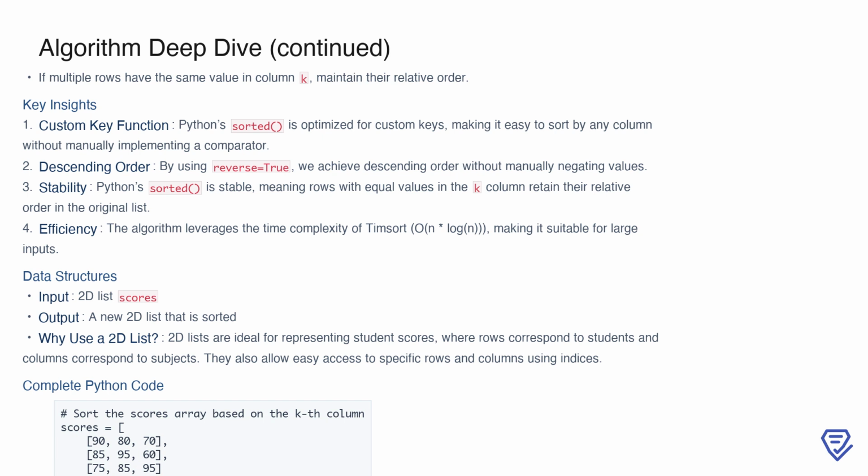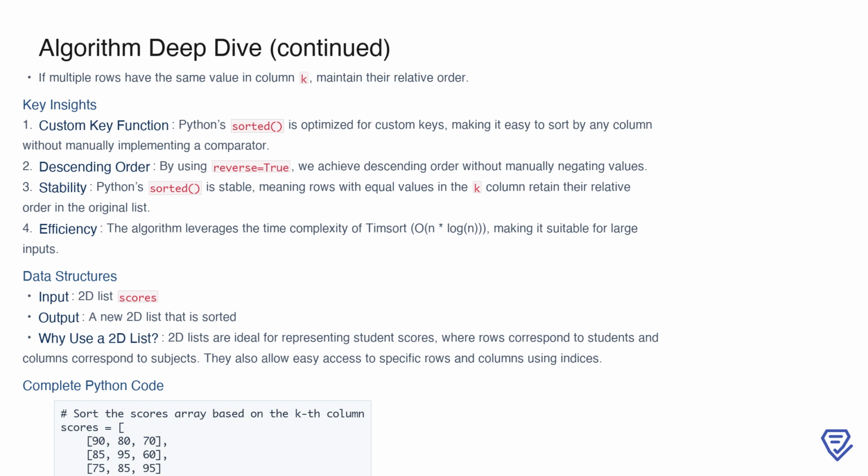In such cases, the relative order of these rows should remain the same as in the original input. This property is known as stability, and Python's sorted function is stable by default. This means that for rows with equal values in the kth column, their positions relative to each other will not change after sorting. Additionally, Python's sorted function supports custom key functions, which makes it straightforward to sort by any column.